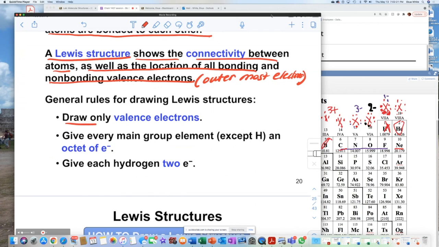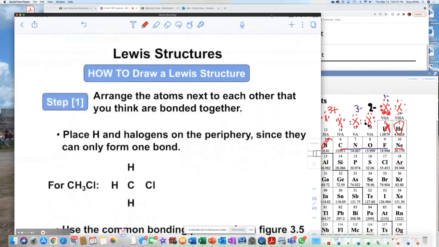Number 1, it says draw only valence electrons. Number 2, give every main group element except hydrogen an octet of electrons. Give hydrogen only 2 electrons. Okay, we'll do that.